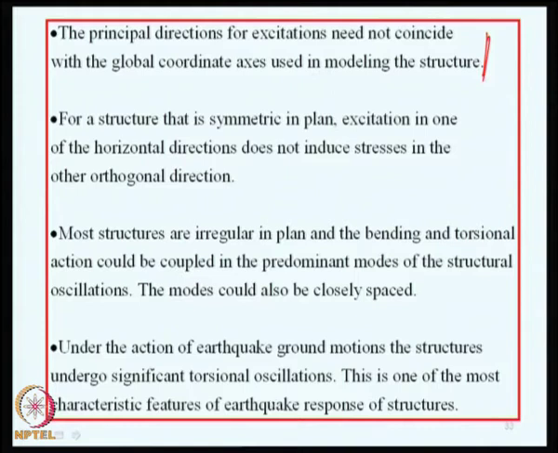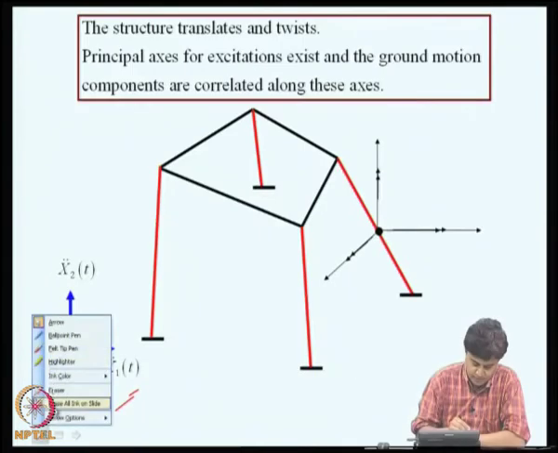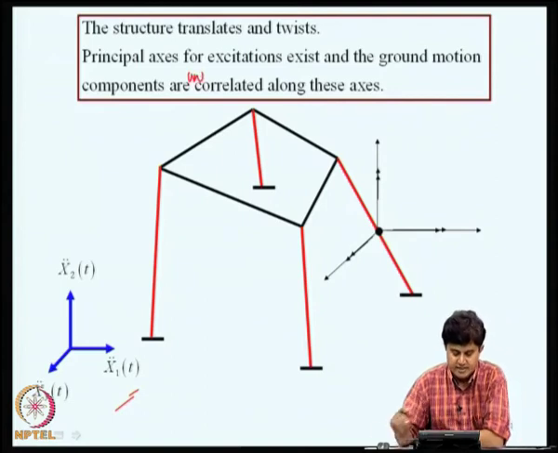So, to be able to model this correctly, we need to take into account the multi-component nature of the ground accelerations and the orientation of principal axis of excitations with respect to the axis of the structure that we choose to model the structure. To emphasize, if these blue lines represent the principal axis of excitations, a structure like this under the action of these excitations would not only translate, but also would twist. So, here for the principal axis of excitations we are assuming that they exist and the ground motion components are uncorrelated along these axes.